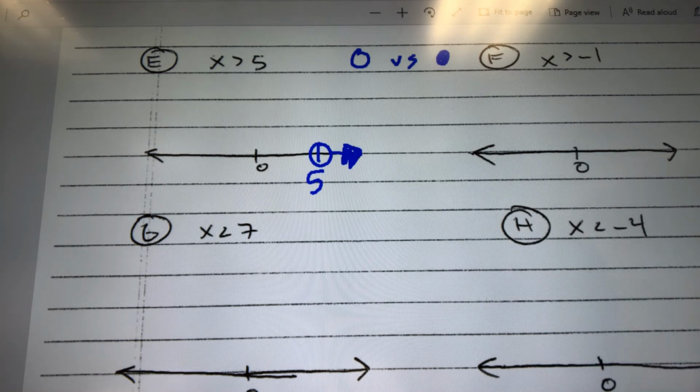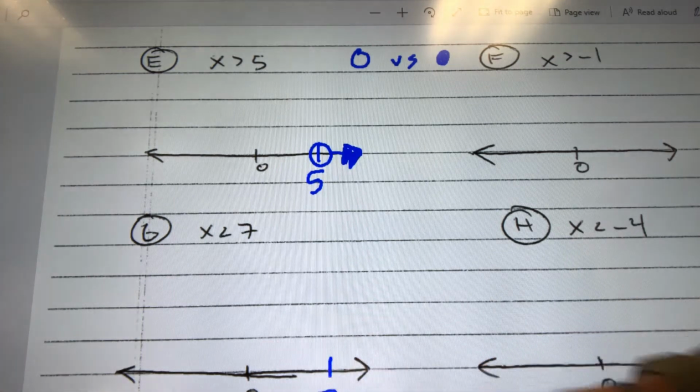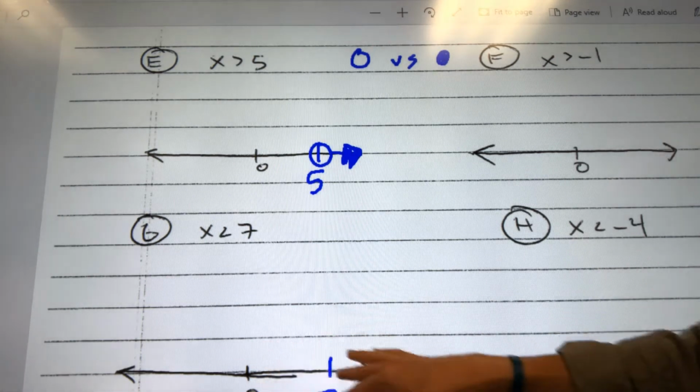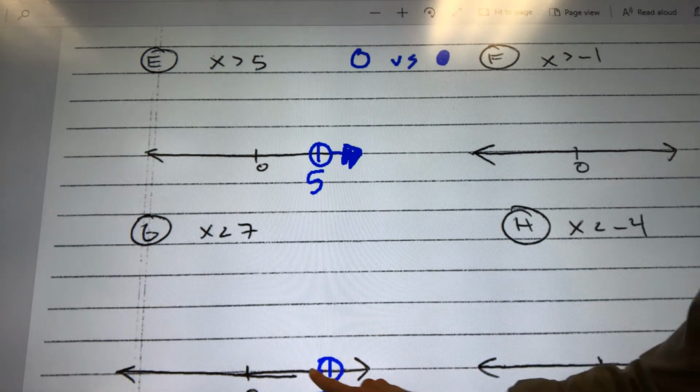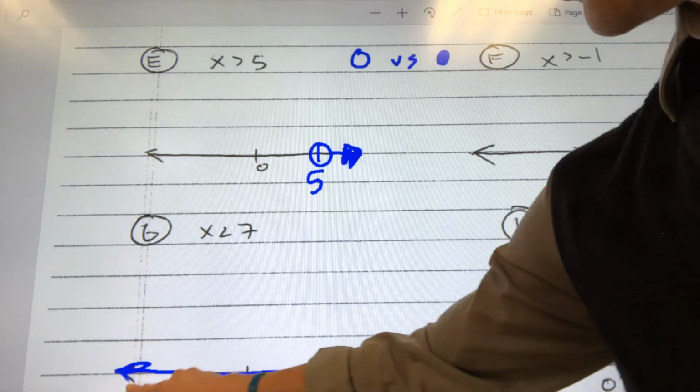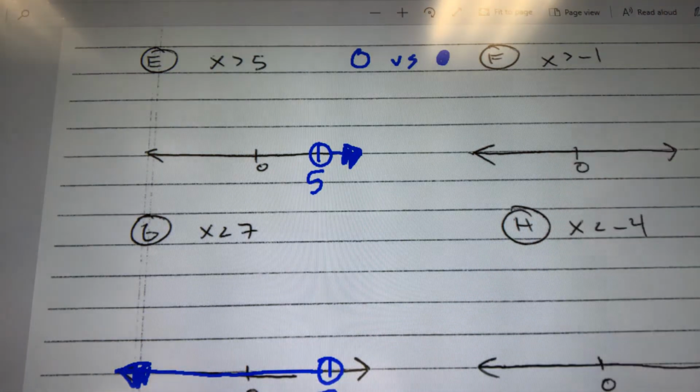So let's look at G. X is less than 7. Here's 7. You don't have to make 6 ticks before 7. You can just say 7 is to the right of 0. Open circle because it's less than. Shade to the left. X is less than 7.